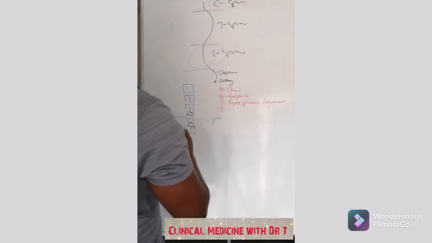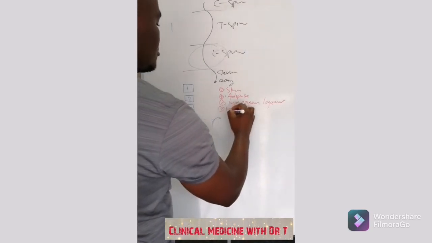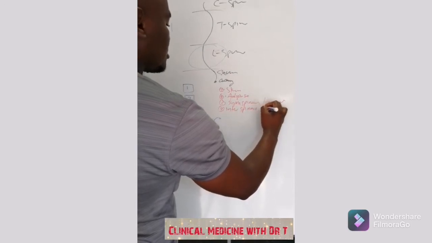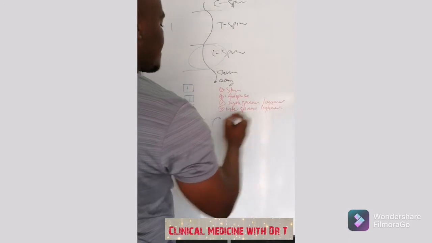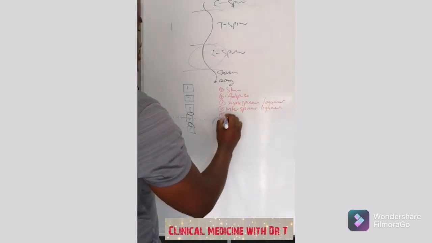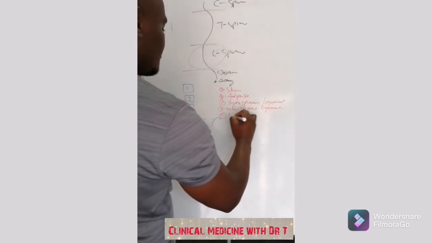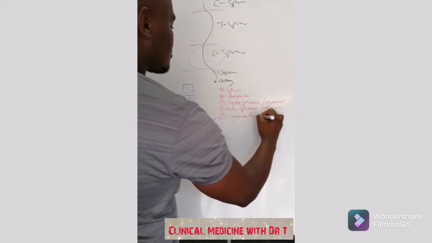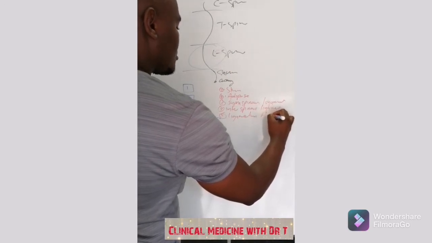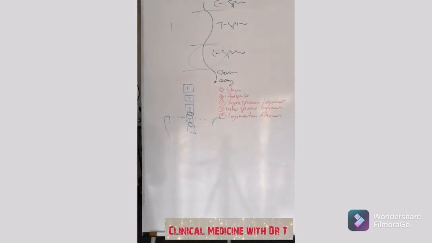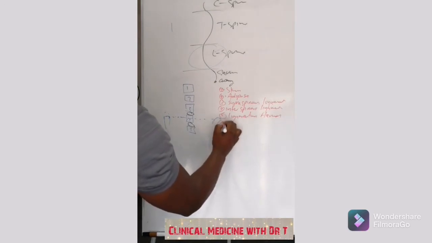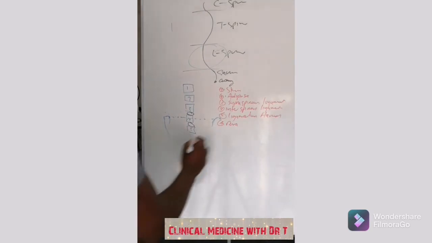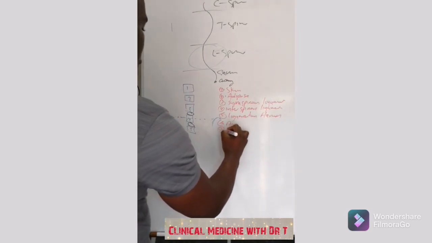The fourth one would be your interspinous ligament. Fifth one would be your ligamentum flavum. Then the next thing that you're gonna encounter is your dura. Then you go through your subdural space, and then you meet your arachnoid.